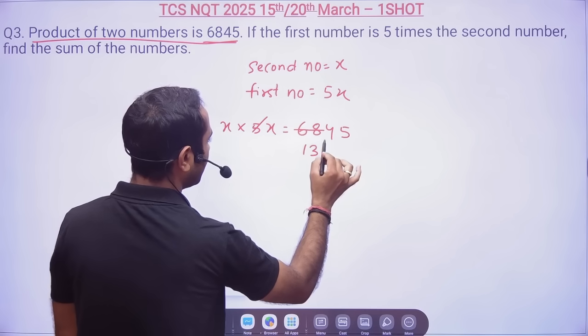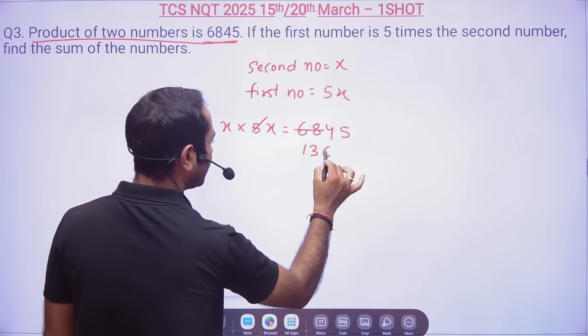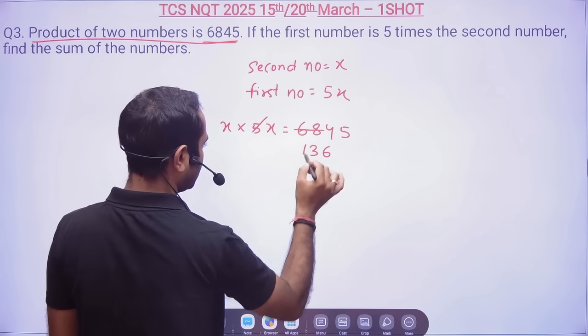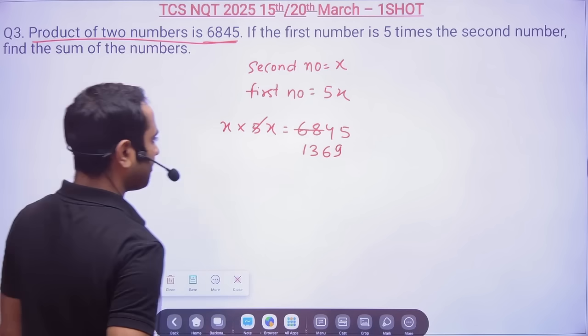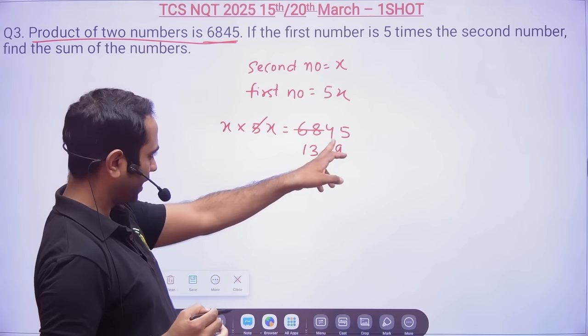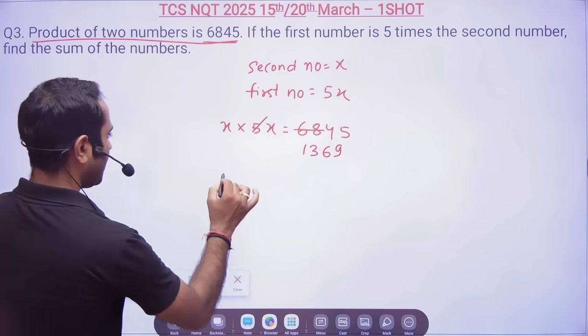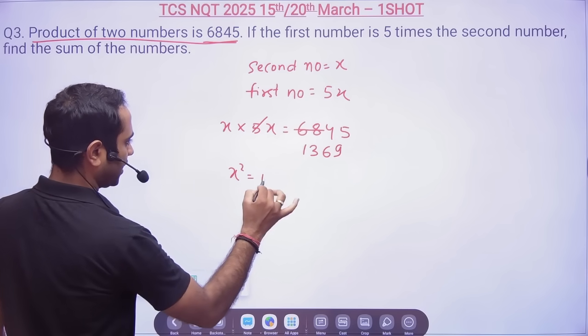So 5 × 6 will be 30 and 5 × 9 will be 45. 65, 3 × 4 = 12, 5 × 6 = 30 and 5 × 9 = 45. x² is equal to 1369.